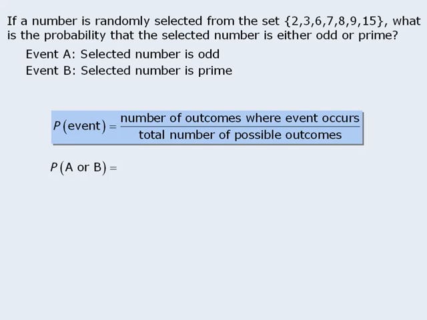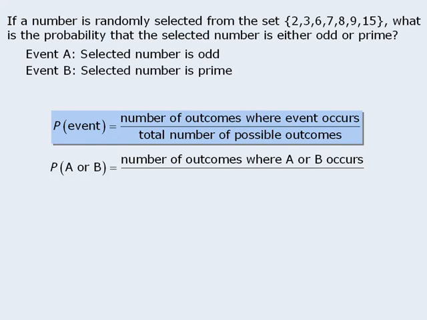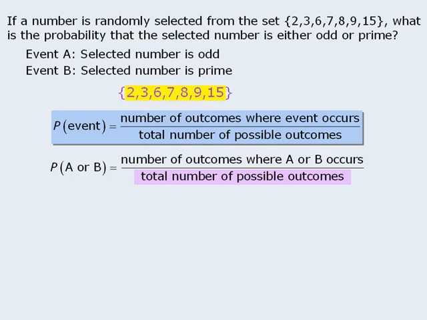Now, when we use the probability formula, we see that we need to find the total number of outcomes where events A or B occur, and we need to find the total number of outcomes. We'll begin with the denominator. Since our set contains 7 numbers, there are 7 possible outcomes. Now the numerator. How many outcomes are either odd or prime? Well, 5 of the outcomes are either odd or prime, so the numerator is 5, which means the probability is 5/7 that the selected number will be either odd or prime.